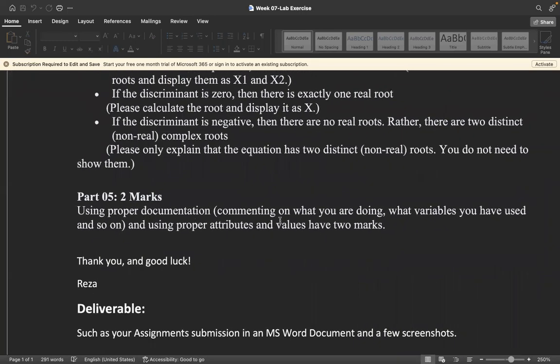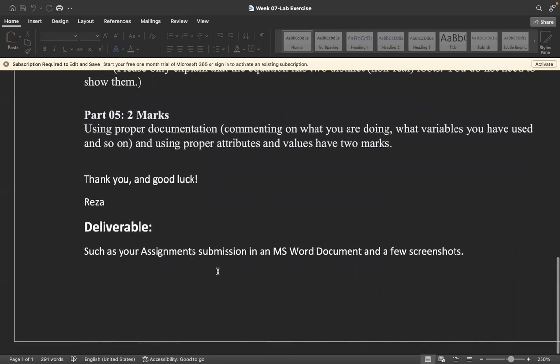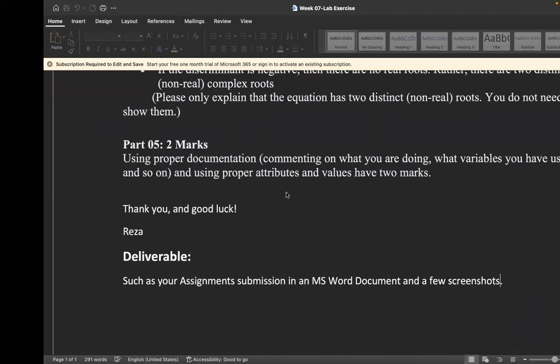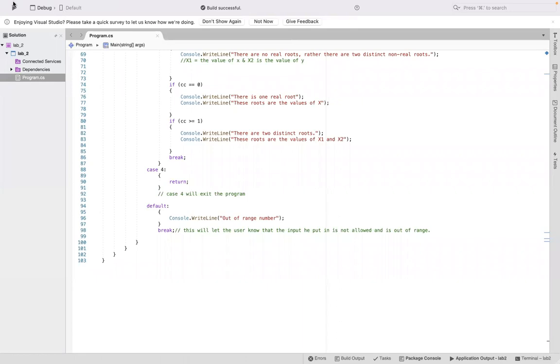Using proper documentation, commenting on what you are doing, what variables you have used, and so on, and a few screenshots. I don't know what the screenshots are for, but just to make sure the program is running well. You want us to do this part together? Yeah, I can screenshot them and then I'll send it to you after.